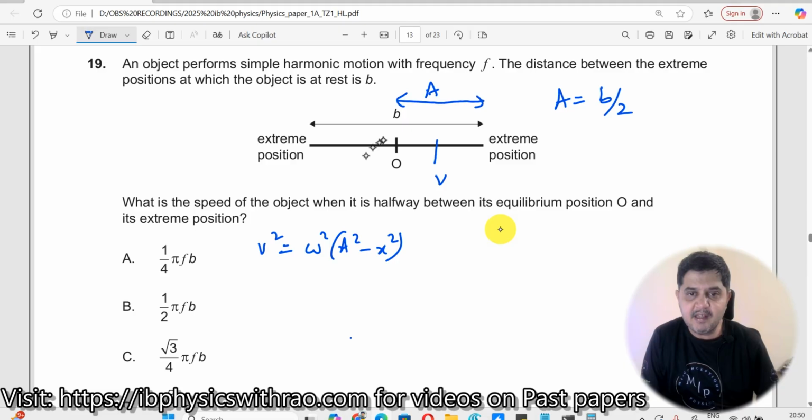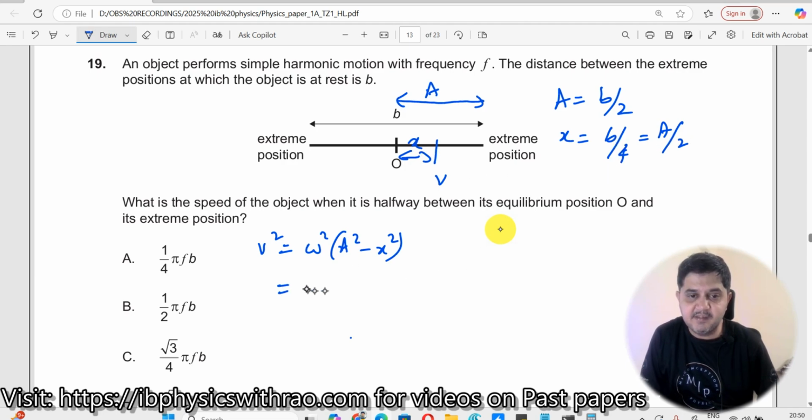First, what is the value of x here? This is the value of x only. x should be equal to b by 4. Why b by 4? Because this is nothing but A by 2. Half of this one is your amplitude, and half of that is your x value. Therefore, you get this answer, b by 4.